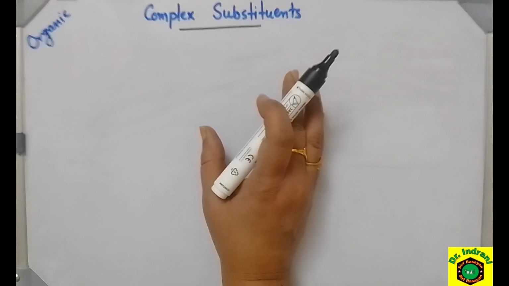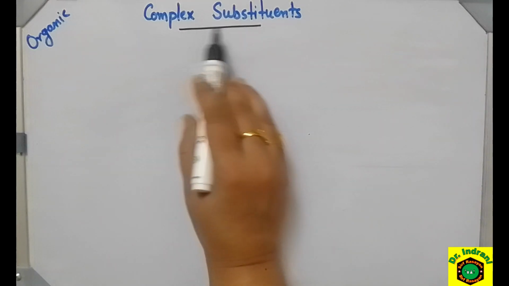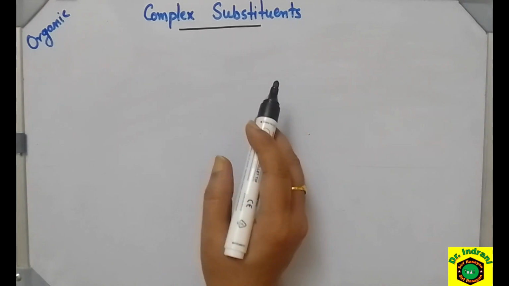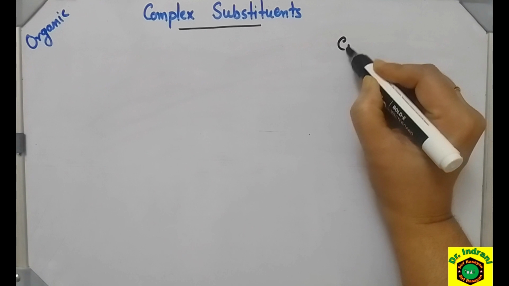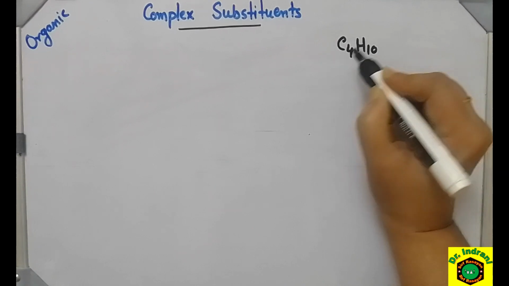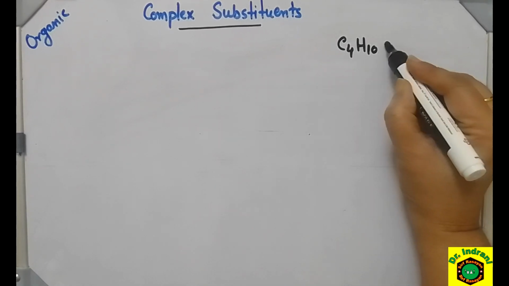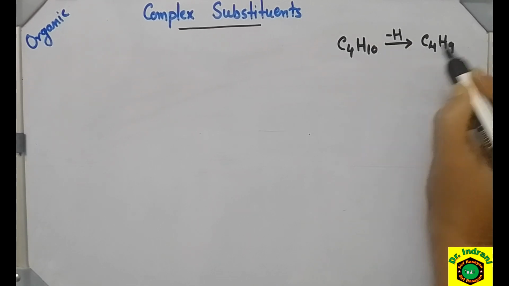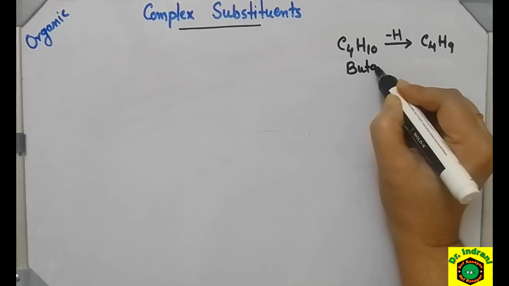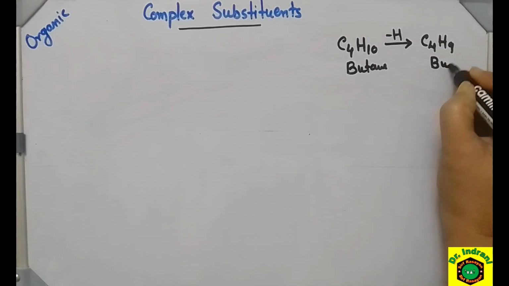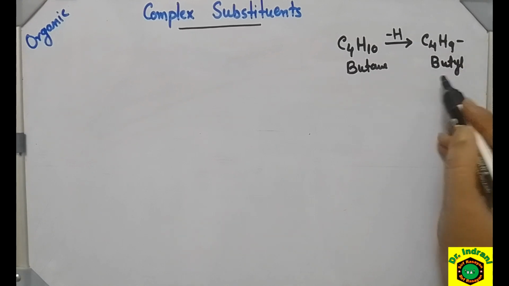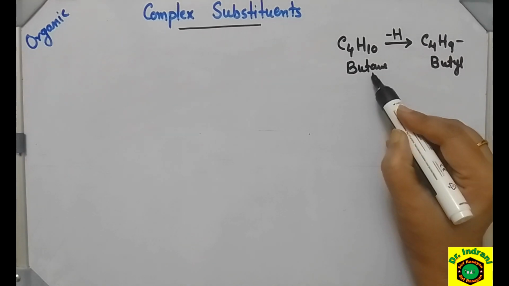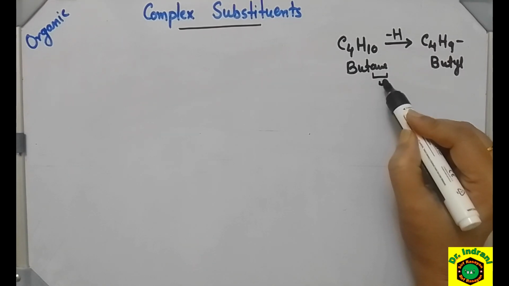Today first I will explain the IUPAC name of alkanes having complex substituents. So first we should know what are complex substituents. Now see, C4H10. This is butane. And if one hydrogen is removed from here, it will be butyl group. This is butane. This is butyl. Because one open valency is here, one hydrogen is already removed. So here ANE will be replaced by YL.